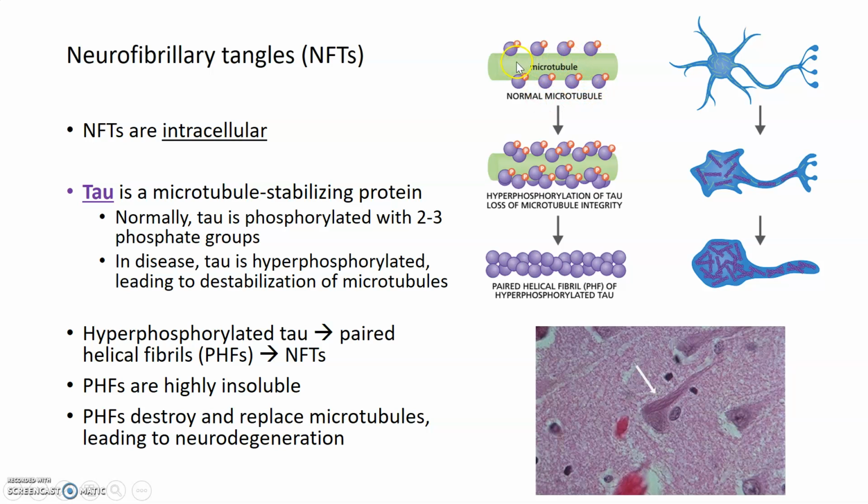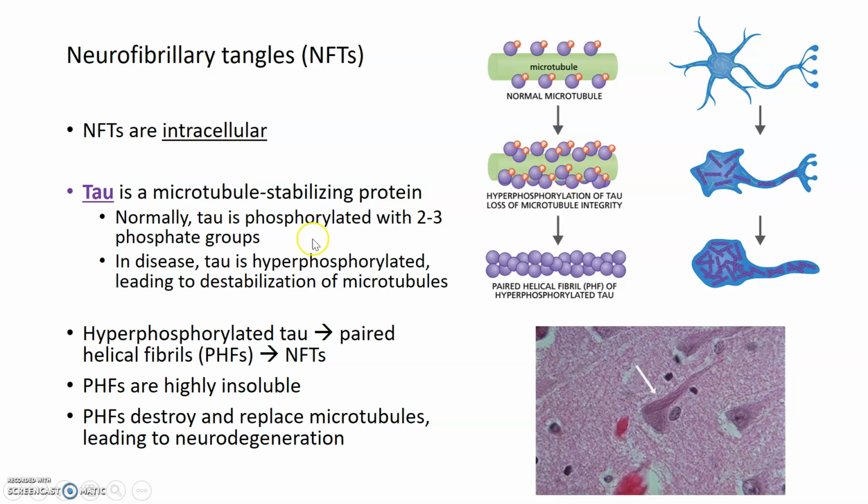And on a normal microtubule, tau is phosphorylated with a couple phosphate groups, and that activates it to bind to microtubules and stabilize them. However, in some cases, tau becomes what's known as hyperphosphorylated, having way too many phosphate groups added to it, 10 to 20 different phosphate groups. And this actually has a counterproductive effect on tau's normal function. When tau is hyperphosphorylated, it can't stabilize microtubules any longer. It actually leads to the destabilization of microtubules.